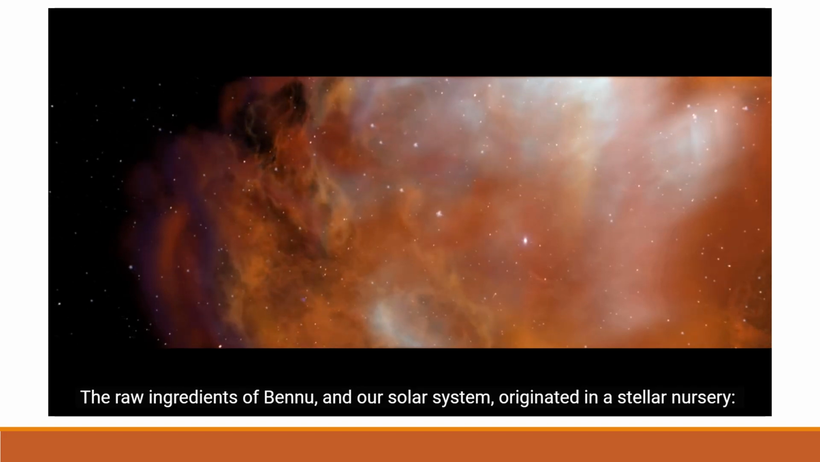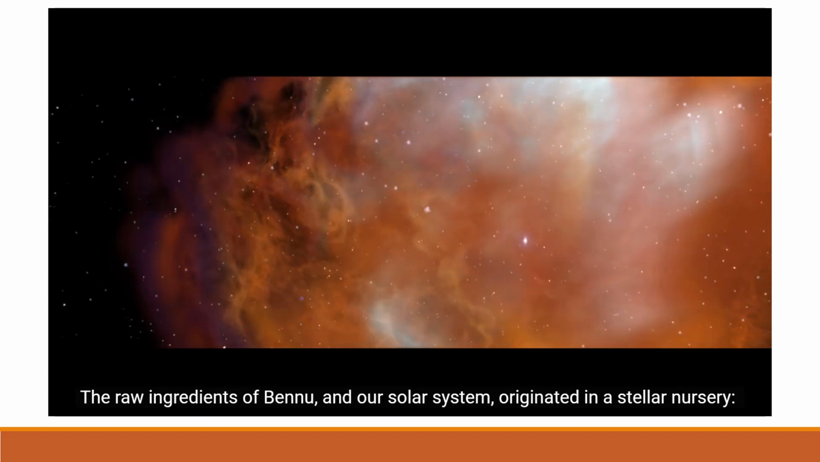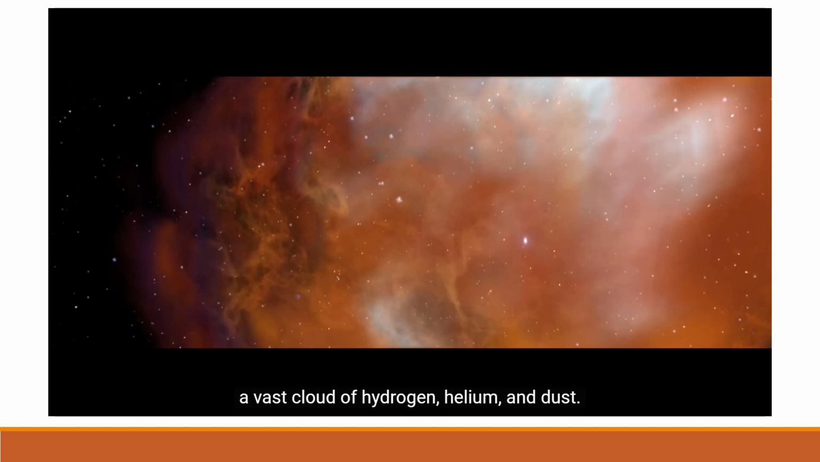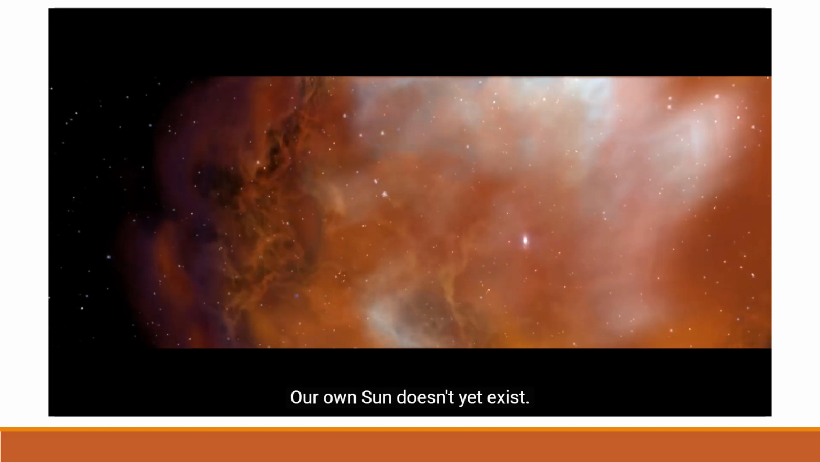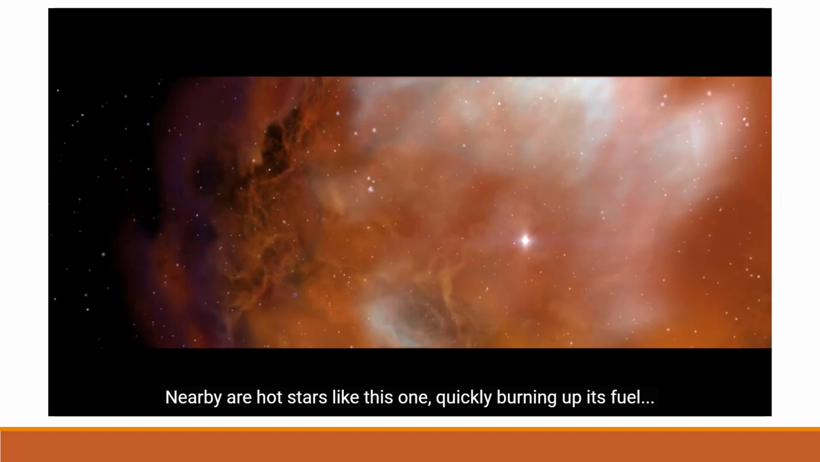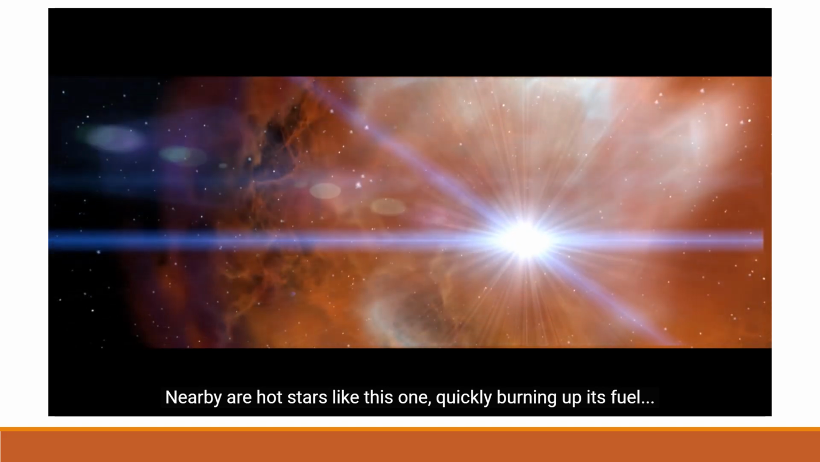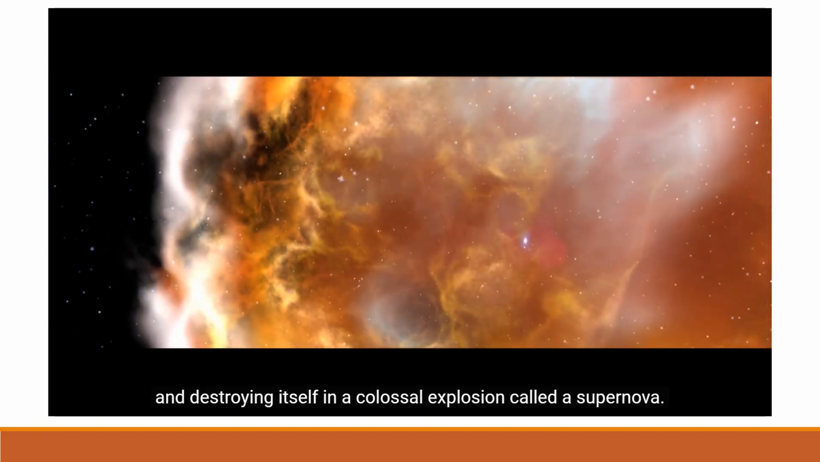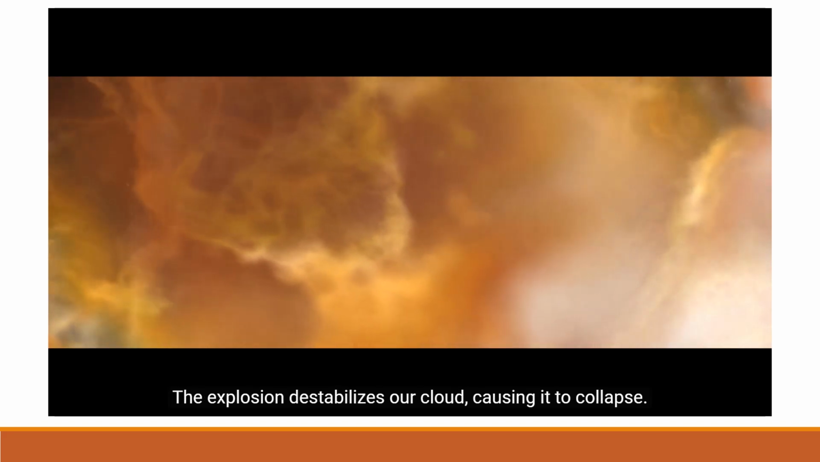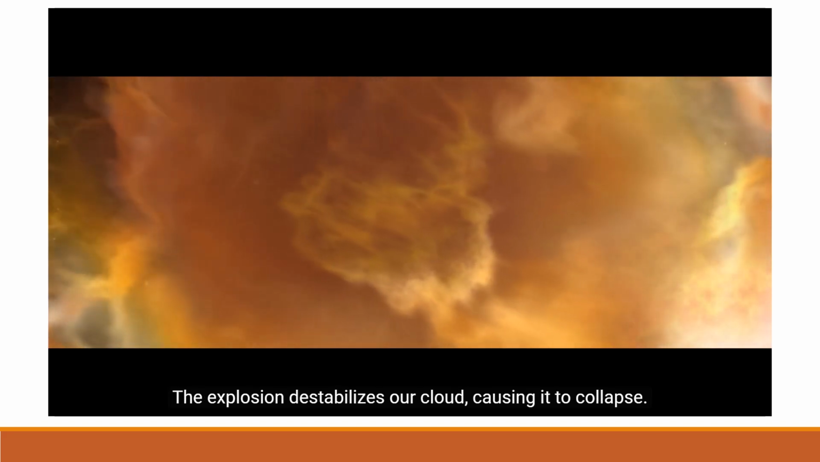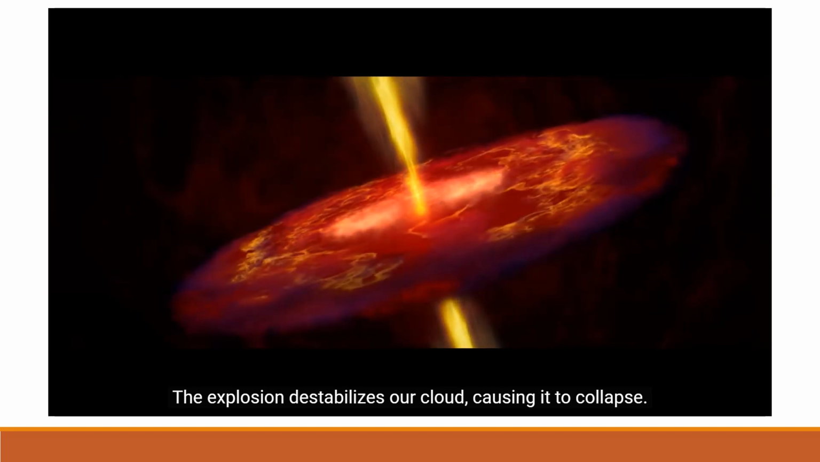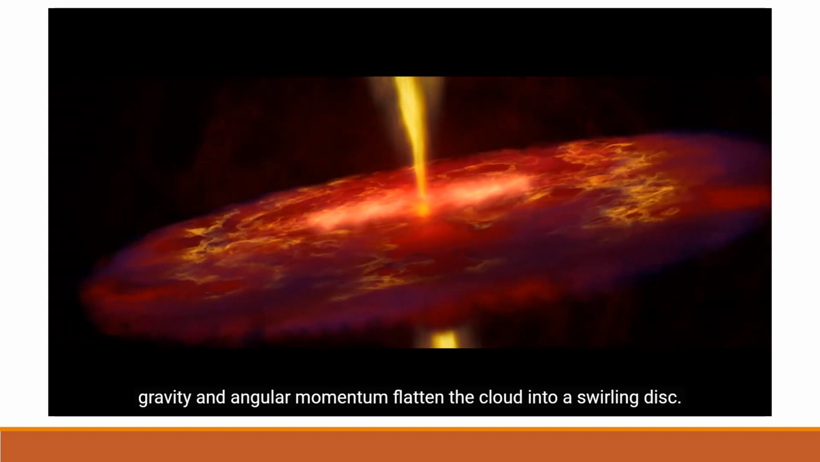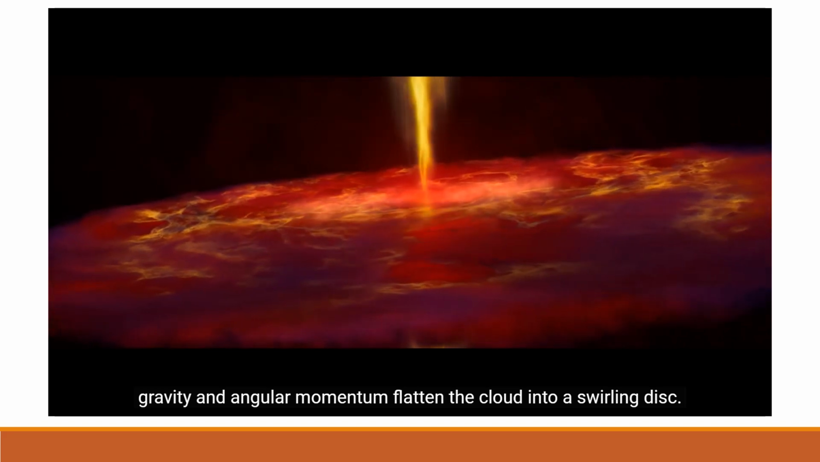The raw ingredients of Bennu and our solar system originated in a stellar nursery, a vast cloud of hydrogen, helium, and dust. Our own sun doesn't yet exist. Nearby are hot stars like this one, quickly burning up its fuel and destroying itself in a colossal explosion called a supernova. The explosion destabilizes our cloud, causing it to collapse. In the geologic blink of an eye, 100,000 years, gravity and angular momentum flatten the cloud into a swirling disk.